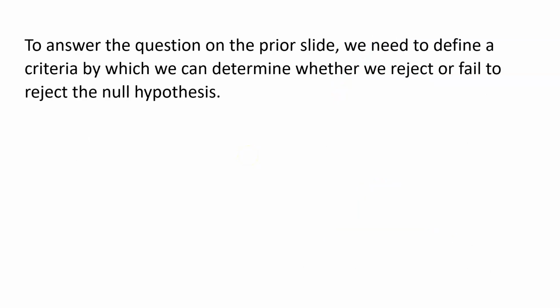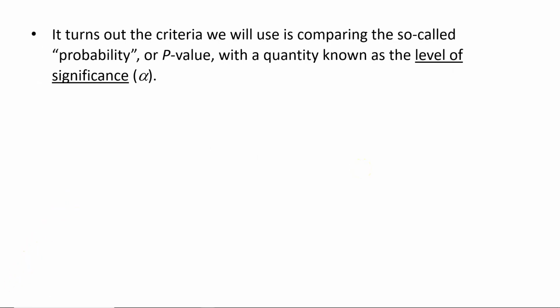Well, to answer the question that I just asked, we need to define a criteria by which we can determine whether we reject or fail to reject the null hypothesis. We can't just simply rely on looking at the diagrams and thinking about whether the triangle is far enough to the left or not. We need something more definitive. It turns out that the criteria we will use is comparing the so-called probability, or p-value, with a quantity known as the level of significance, which we denote with the Greek letter alpha.